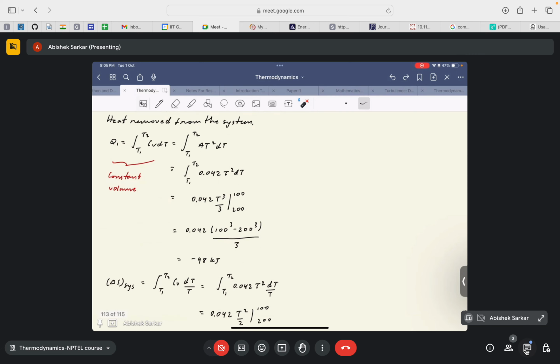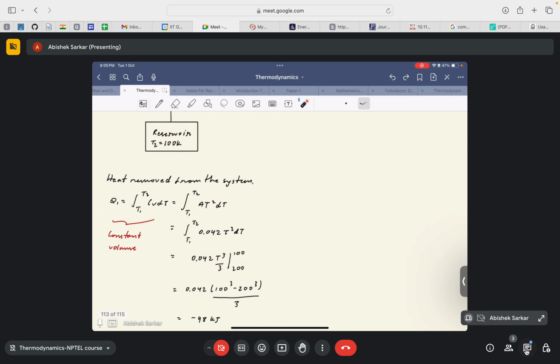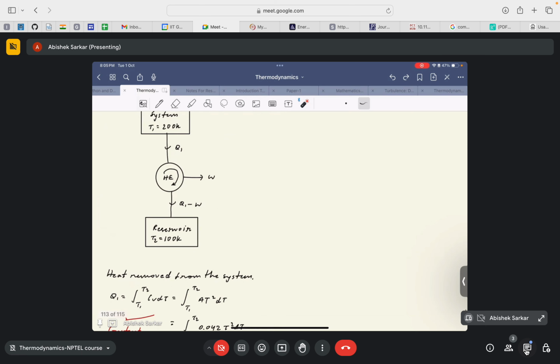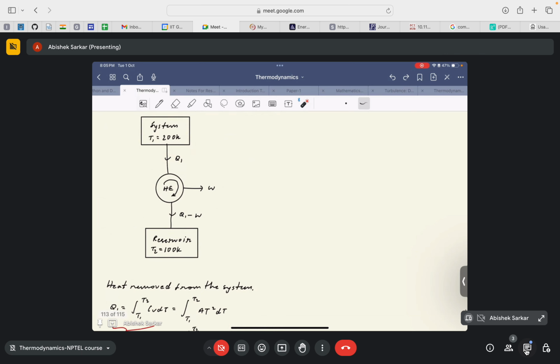If I go back here, I'm sorry, I'm scrolling up too much. The system would be this source at 200 Kelvin, and the surrounding would be this heat engine and the reservoir at 100 Kelvin. But since the entropy change of this cyclic heat engine would be 0, the only entropy that we should be concerned with for the surrounding is the entropy change for the reservoir at 100 Kelvin. I hope this is clear.